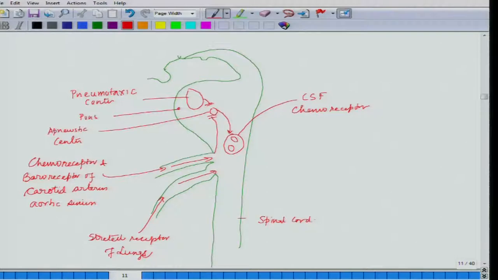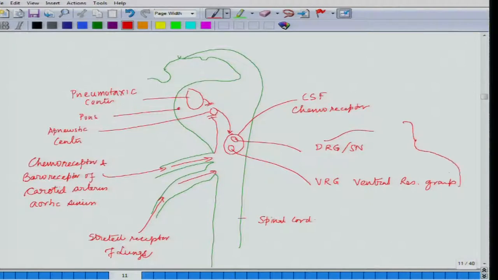Okay, and there are two nuclei here. One nuclei is called dorsal root ganglion or sensory neurons, which we have talked about. The other group is called ventral respiratory group, or VRGs. So, these are the ones which I talked about in the previous slide. And these are also called under the heading respiratory rhythmicity center. Okay. And this sign I am putting is basically for inhibition, and whenever I am putting an arrow, this means stimulation.